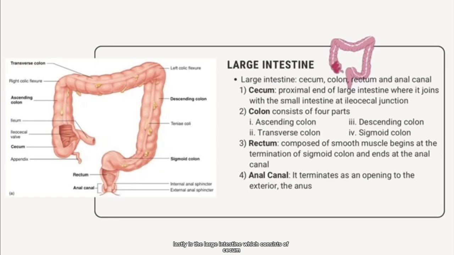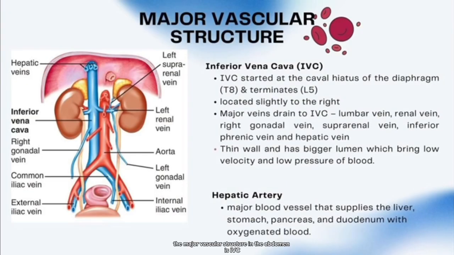Lastly is the large intestine, which consists of the cecum, colon, rectum and anal canal. The cecum is the proximal end of the large intestine, where it joins with the small intestine at the ileocecal junction. The colon consists of 4 parts, which are the ascending, transverse, descending and sigmoid colon. The rectum is composed of smooth muscle, beginning at the termination of the sigmoid colon and ending at the anal canal. The anal canal is an opening to the exterior, which is the anus. Moreover, the major vascular structures in the abdomen are the inferior vena cava, IVC, and hepatic artery.